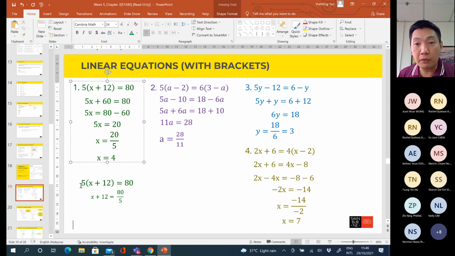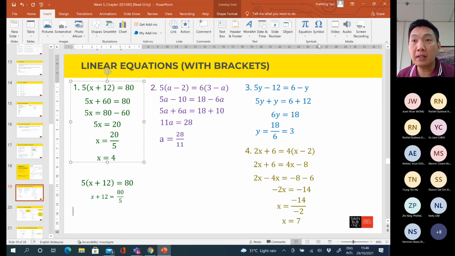Once the 5 is moved to the right hand side, that means the bracket also can be removed. Why? Because this bracket has only power 1. So now x and 12 are free to move. Before we move the 12 to the right hand side, it's better for us to simplify the number on the right first.